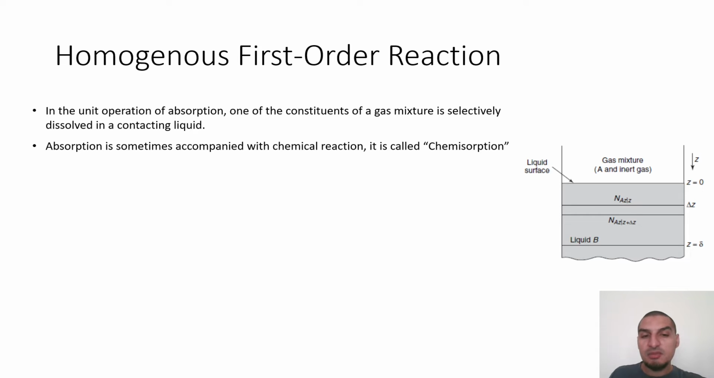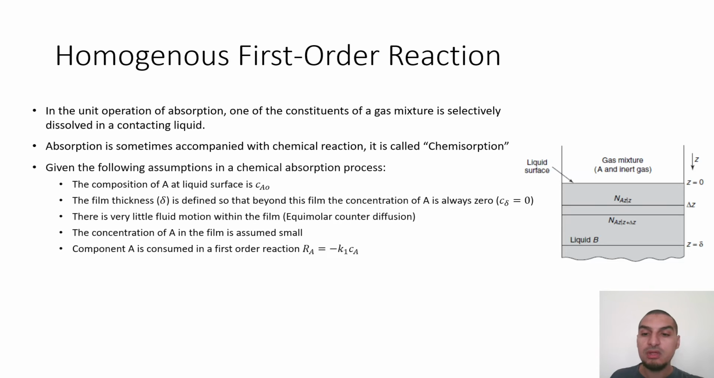So chemisorption is a typical case of molecular diffusion. It has high concentration here, low concentration there, so it's diffusing from here to there, and this diffusion is accompanied with a chemical reaction that's consuming this species, and that's why we call it molecular diffusion with a homogeneous reaction. There are some assumptions that we will make to be able to describe this process mathematically.